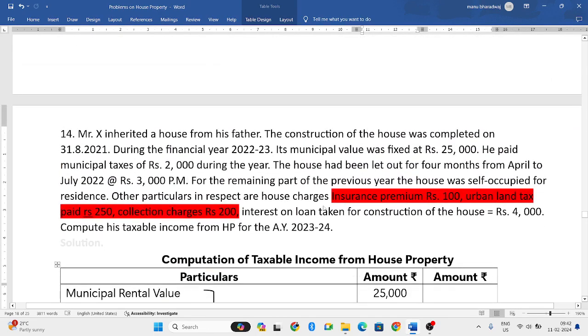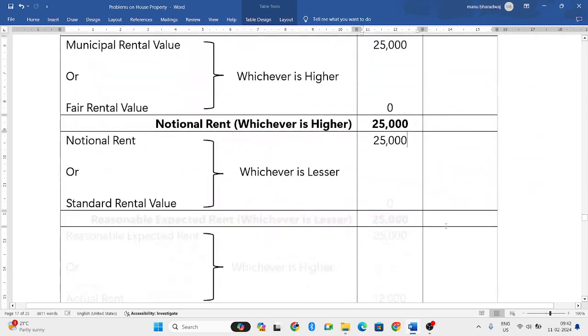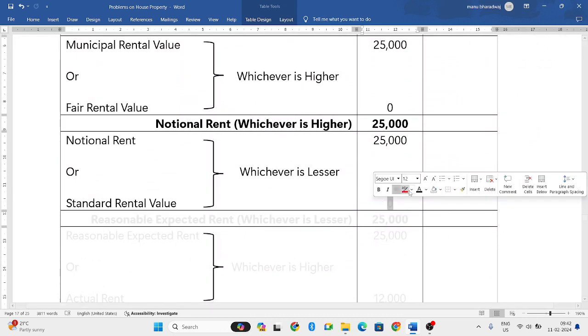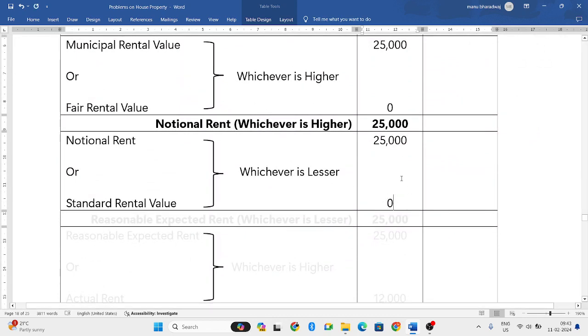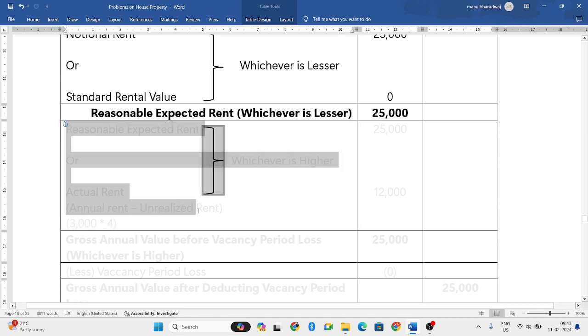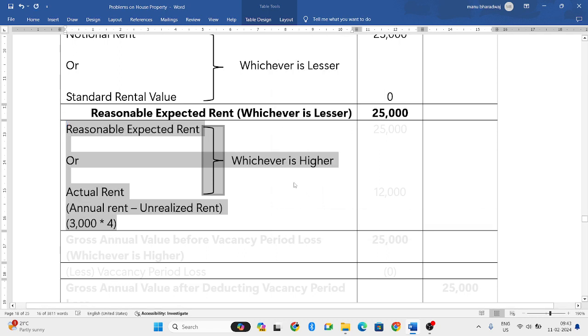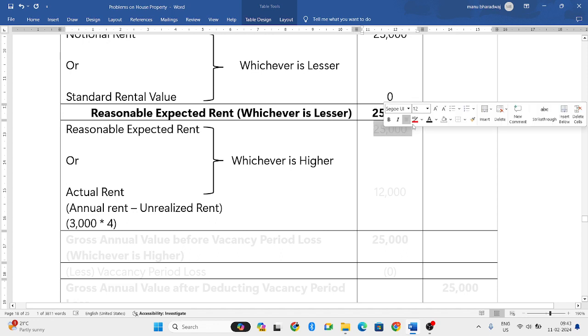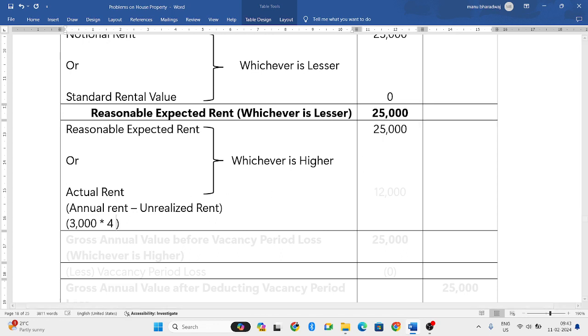Standard rent they have not given in the question, so it will be 0. If anything 0 is there, I have told you to ignore. So 25,000 will be the reasonable expected rent. This reasonable expected rent should be compared with actual rent. The formula to find out actual rent is annual rent minus unrealized rent. Here the house has been let out for only 4 months.